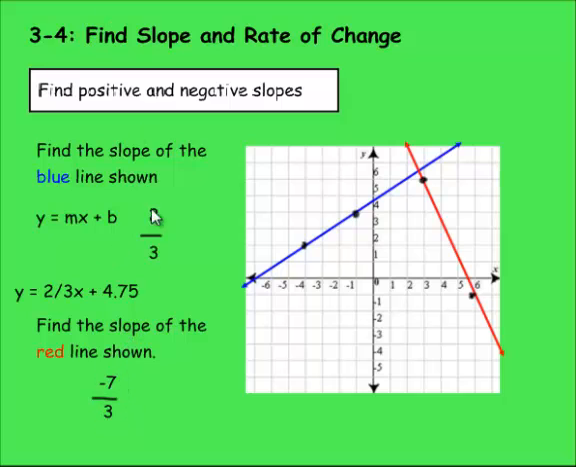Some people make you change it to 2 1/3, but I actually kind of like it as an improper fraction because in that case I know how much to rise and how much to run. In this case I would fall 7 for every 3 I go over. I can't really find the y-intercept right now because the graph doesn't go that high, so I'll just find the slope, which would be -7 over 3 or -2 1/3.